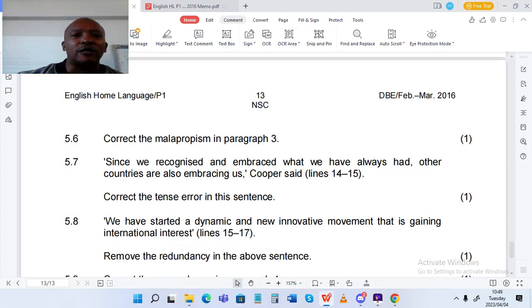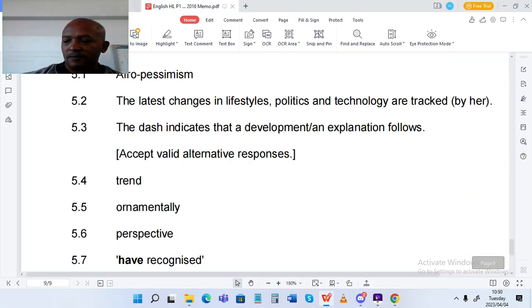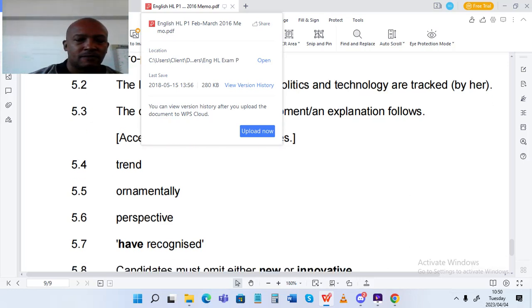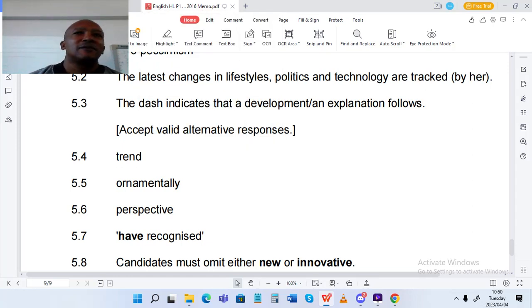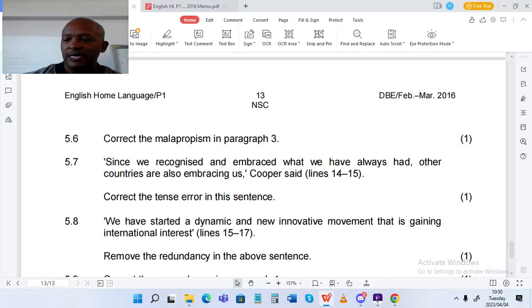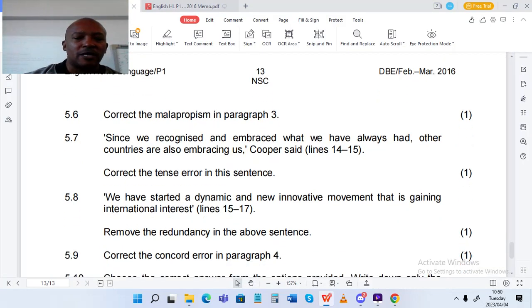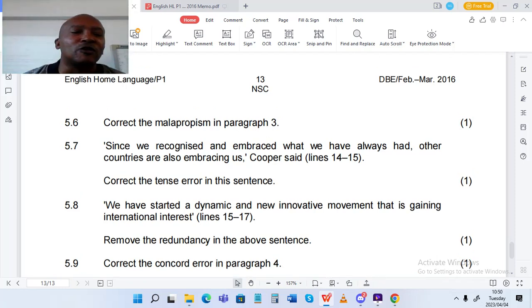So let's look at this answer. See if we are correct. Either omit. New, omit means leave it out. New or innovative. So when you rewrite, either one of those words must go out. That's redundancy. Let's talk about my favorite. Correct the concord error. Error of concord. Write that in your list.